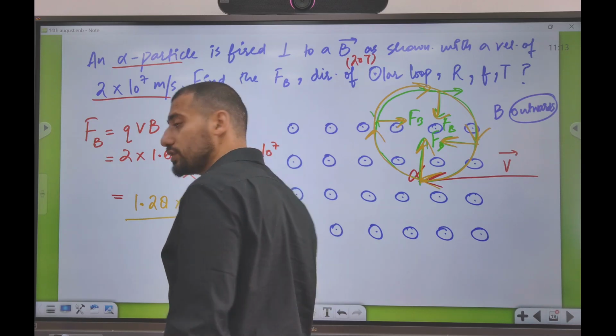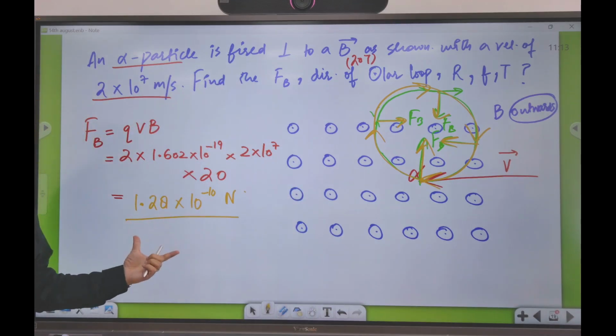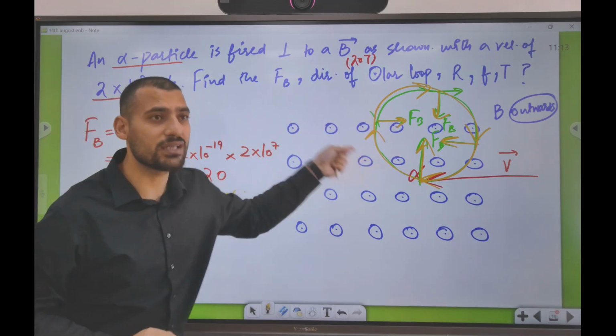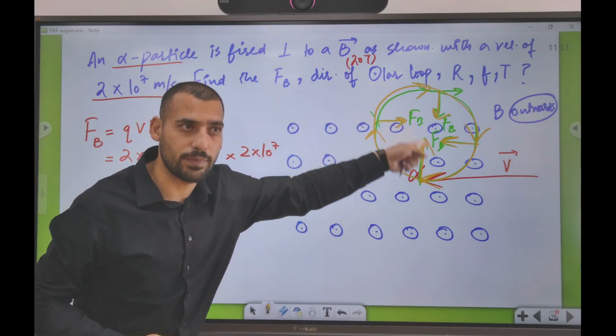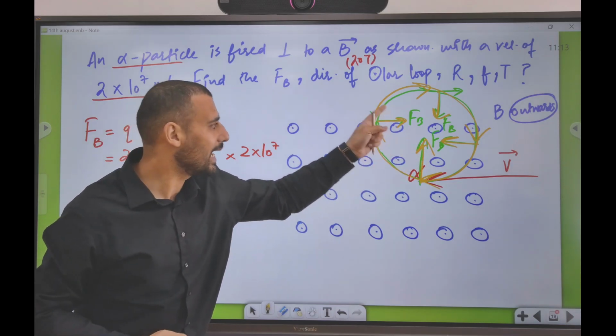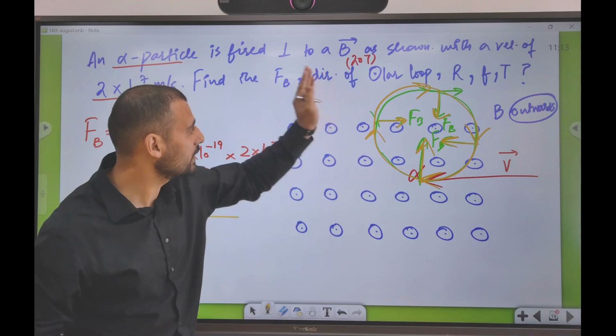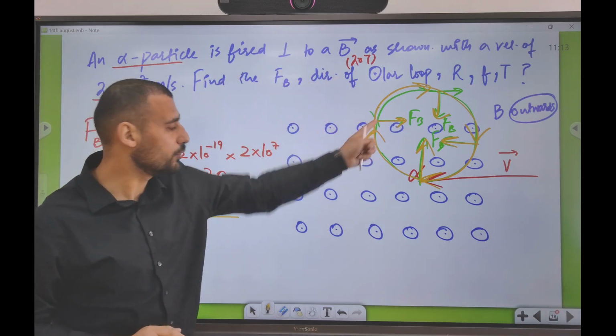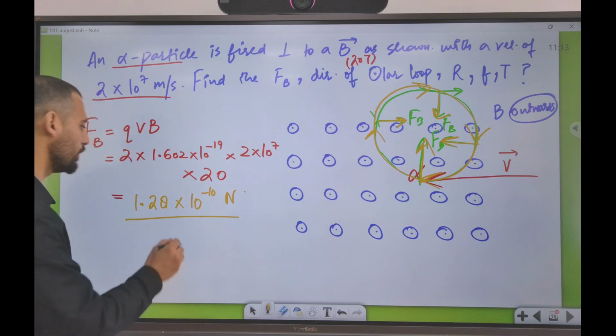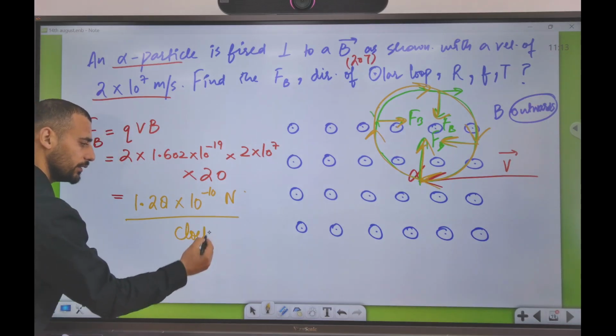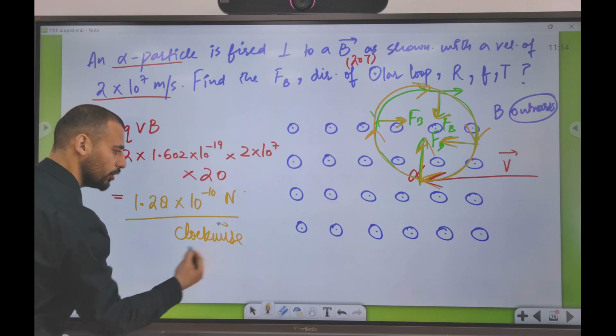See, this is the force, and this force has caused the body to move in a circular path. Okay? And now we can evaluate the other things. Due to this force, the body is going in clockwise direction. Is that fine? The motion of the circular path is clockwise.